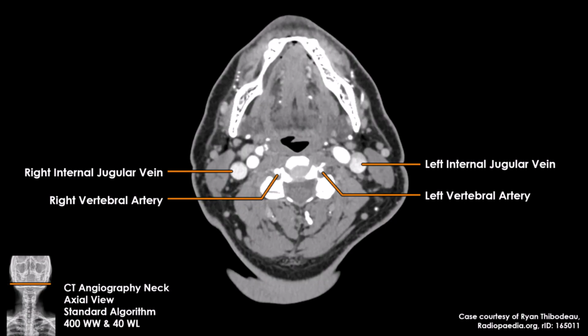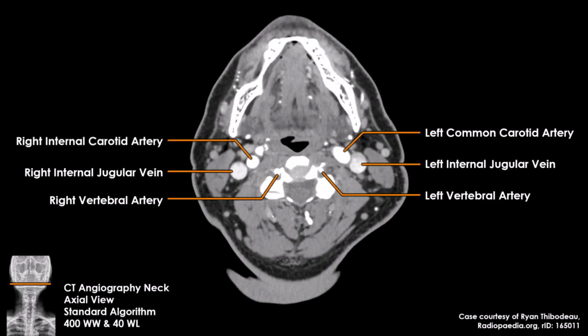Notice that something has changed in the carotid arteries. On the left side, we still see the left common carotid artery. On the right side, the right common carotid artery has now bifurcated into the right internal carotid artery and the right external carotid artery. The internal carotid arteries enter the cranium to supply the anterior side of the circle of Willis. The external carotid arteries divide into numerous branches to supply various aspects of the face and scalp.